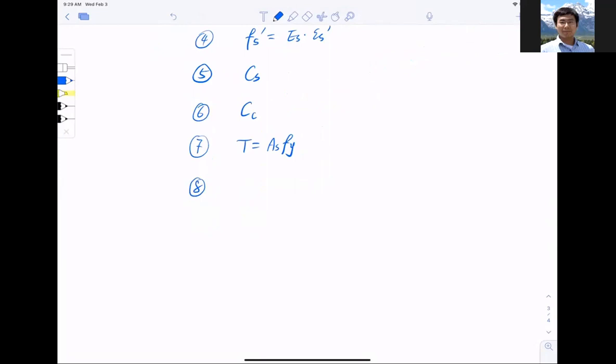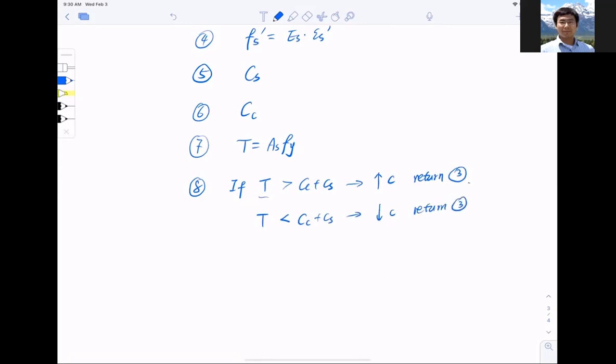Now what happens is that I select a compressive zone size c, and I come up with the tension T. If now T, the tension, is greater than the compression, what do I have to do? Increase c and return to step number 3. That means I underestimated my actual compression zone c, so I have to redesign it. I increase c and run through again. And if my T came up short, smaller than Cc plus Cs, of course I reduce c and return to step number 3 and do it again.